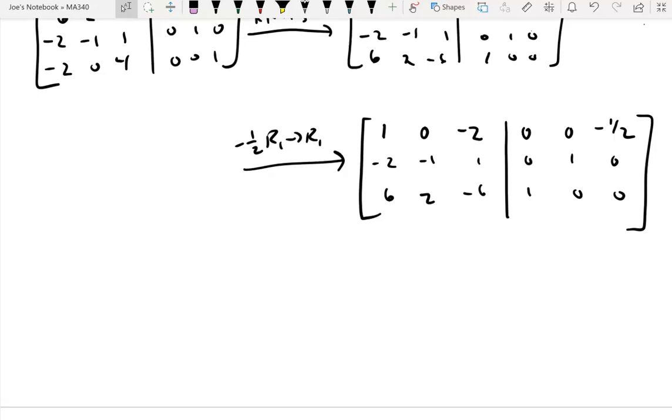After we get the 1, what are we going to do next? Get the zeros below it, right? So to make the -2 into a 0, what do we need to do? Yeah, multiply row 1 by 2 and add. We also need to make the 6 into a 0, so we'll multiply row 1 by -6 and add. Good, yep. So we'll do 2 row 1 plus row 2, replace row 2, and -6 row 1 plus row 3, replace row 3.